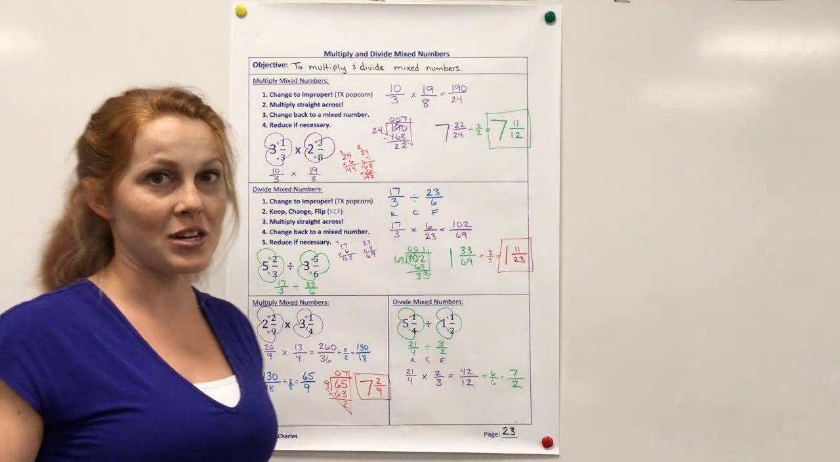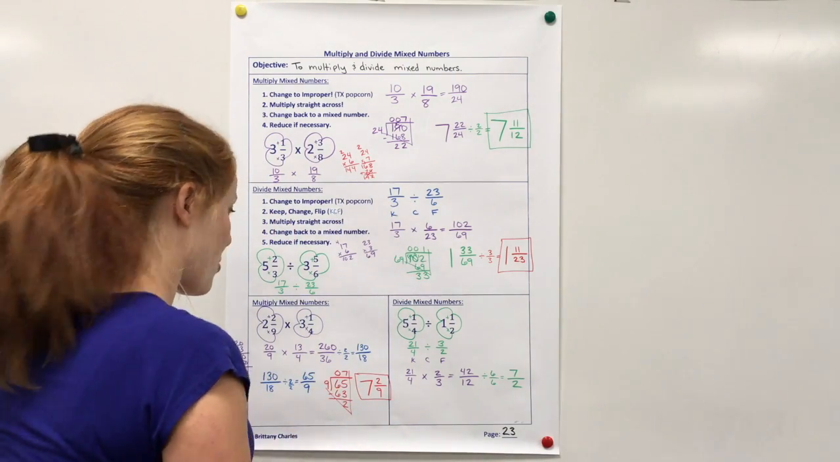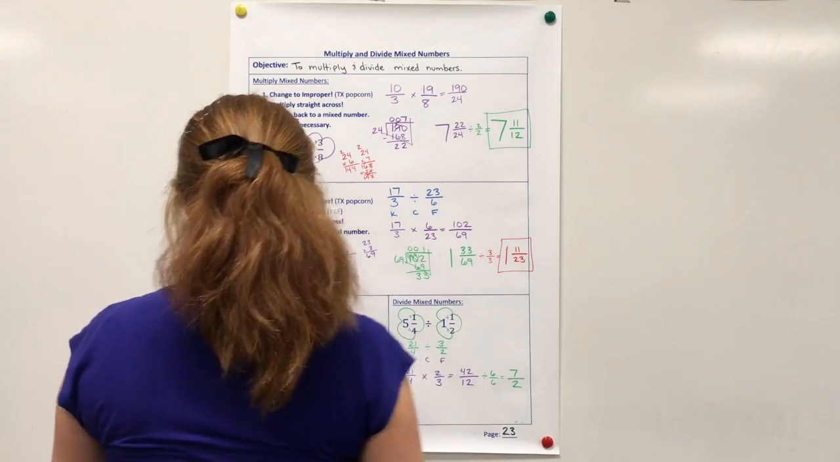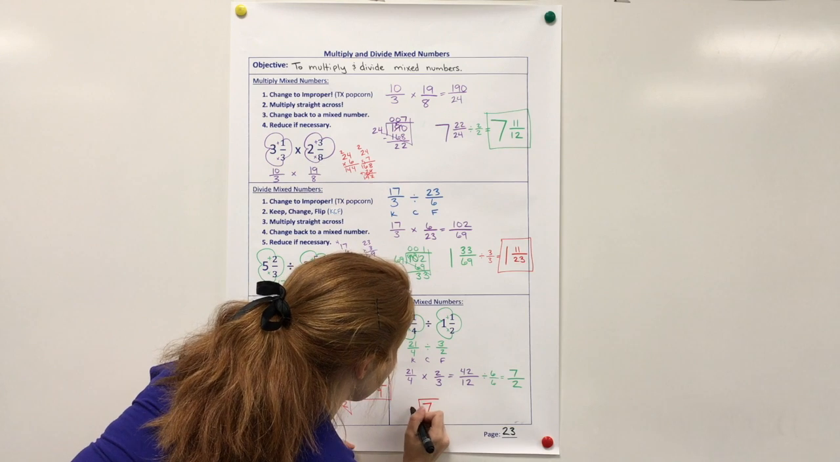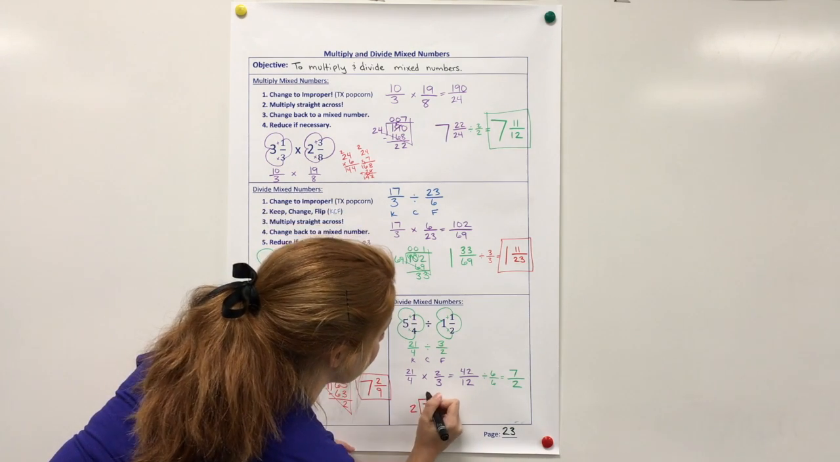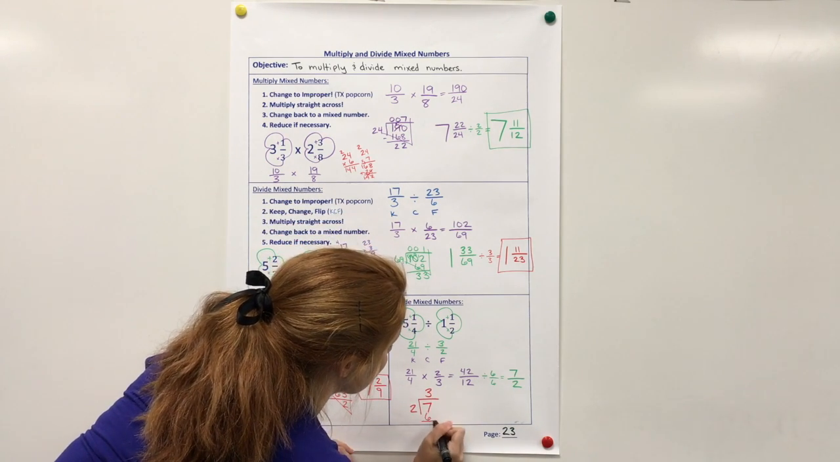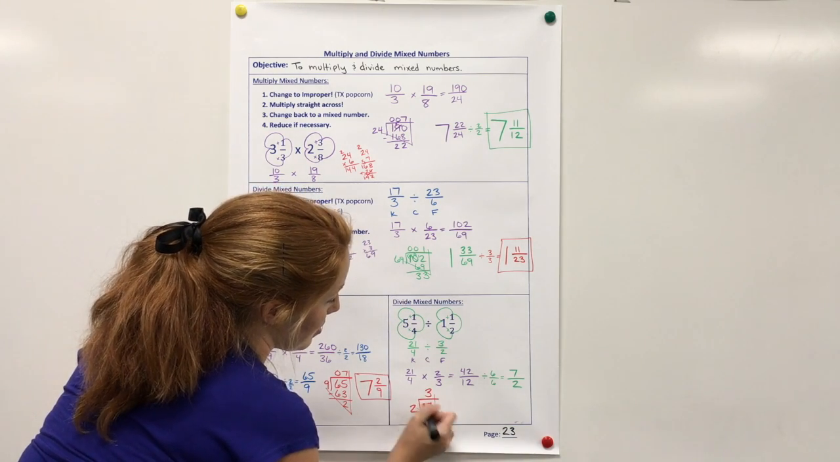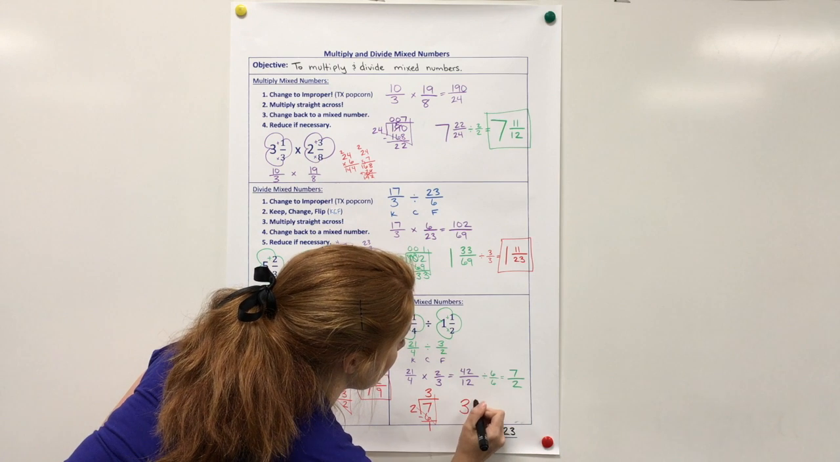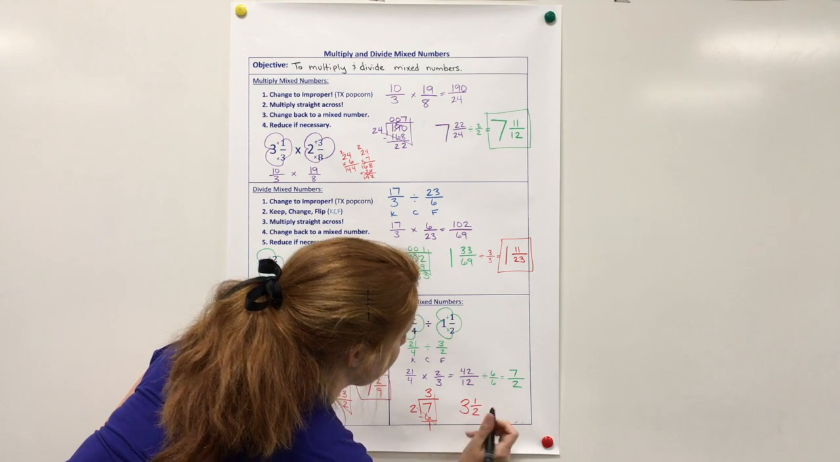So now I just need to make it into a mixed number. Okay. So 7, divide that by 2. That goes in 3 times, which is 6. And I make the V. That would be 3 and 1 half.